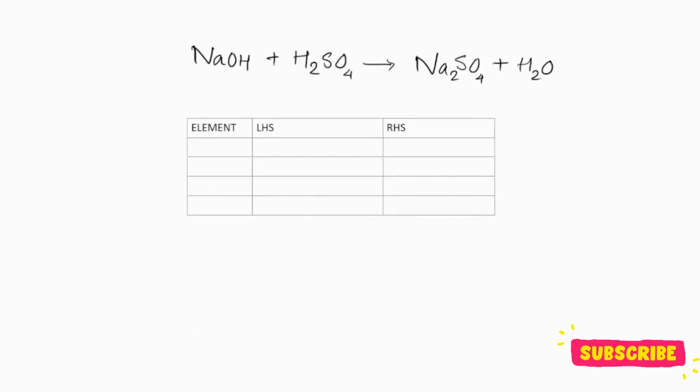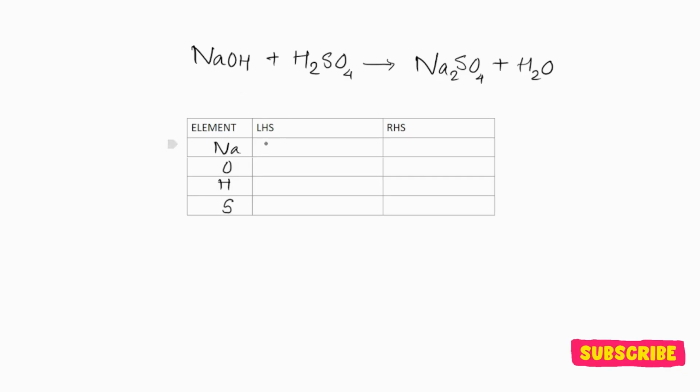Now let us take another example where sodium hydroxide reacts with sulfuric acid to give sodium sulfate and water. Let us write down the elements present. So I have sodium here, then I have oxygen, then I have hydrogen and I have sulfur. All the elements I have written.